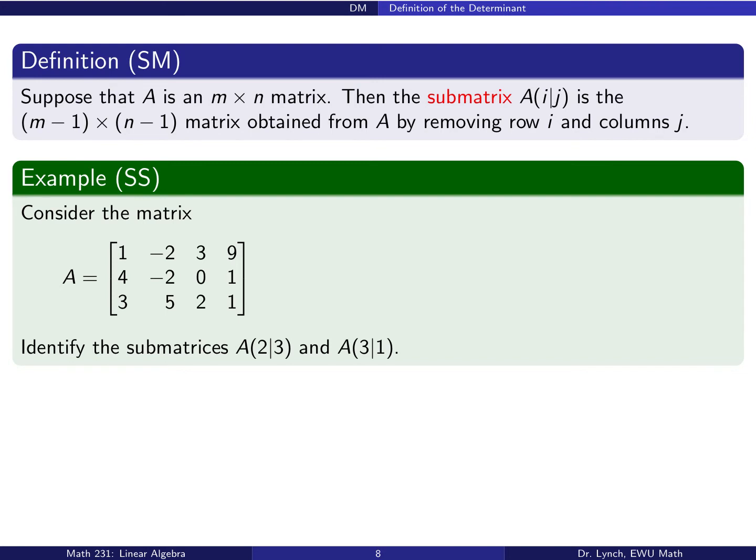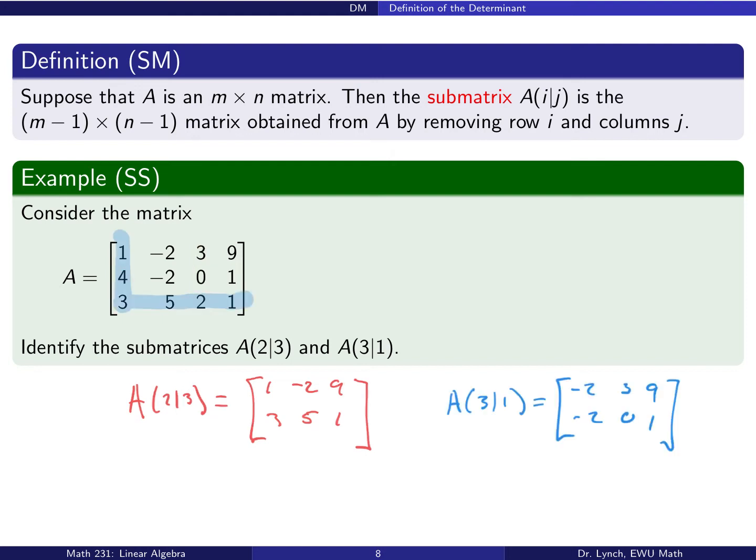So here's an example. Let's look at a couple of submatrices of this matrix A. First, the submatrix A(2|3) is the matrix we obtain by deleting the second row and third column of A. So we see that A(2|3) is 1, minus 2, 9, and 3, 5, minus 1. Similarly, the submatrix A(3|1) we get by deleting the third row and first column of A. So we see that A(3|1) is minus 2, 3, 9, minus 2, 0, 1. Not a particularly difficult operation, but an important operation in the definition of the determinant.